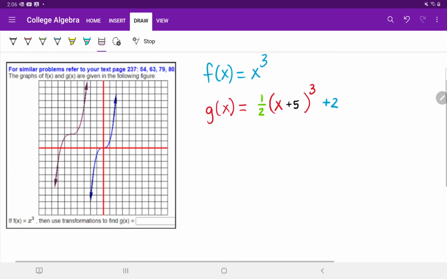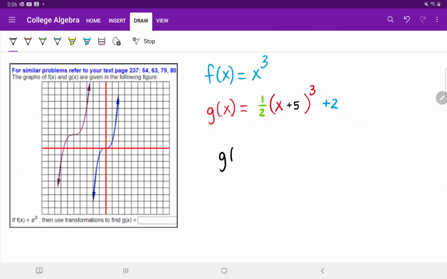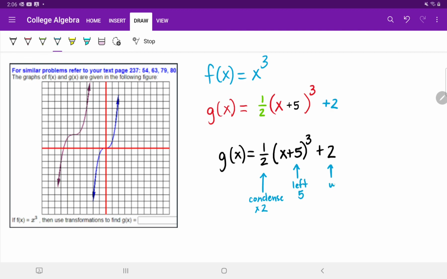We now have our g of x. I'll write it one more time in a way that's not so color-coded. G of x is equal to 1/2 quantity x plus 5 cubed plus 2. And this represents condense by a factor of 2, shift left 5, and shift up 2. That's your answer.